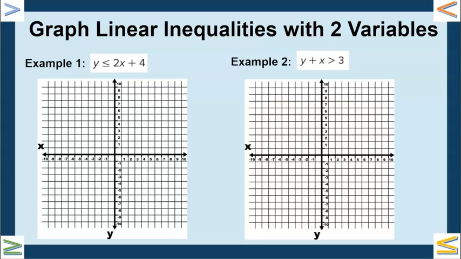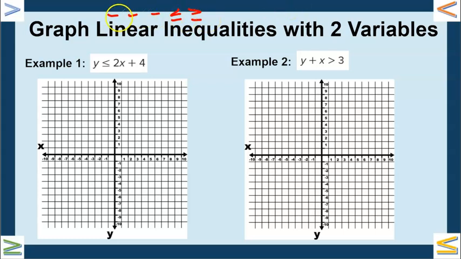Now, one thing to keep in mind is, just like when we did it on a number line, we used an open circle for less than and greater than, and we used a filled in circle for less than or equal to and greater than or equal to. You're going to do the same thing here, except the line is going to be either dashed or solid.